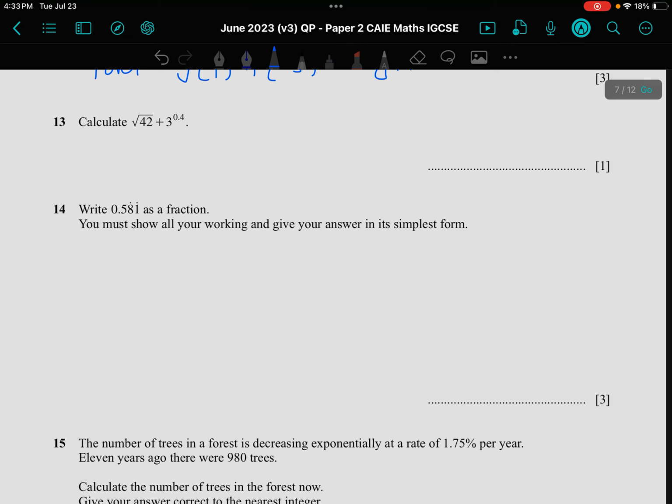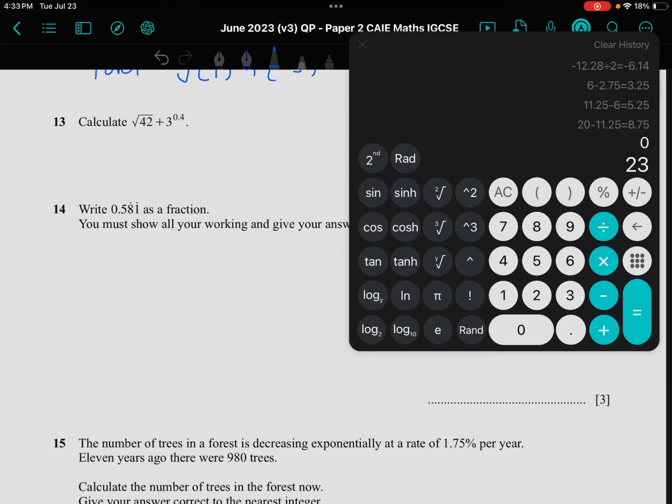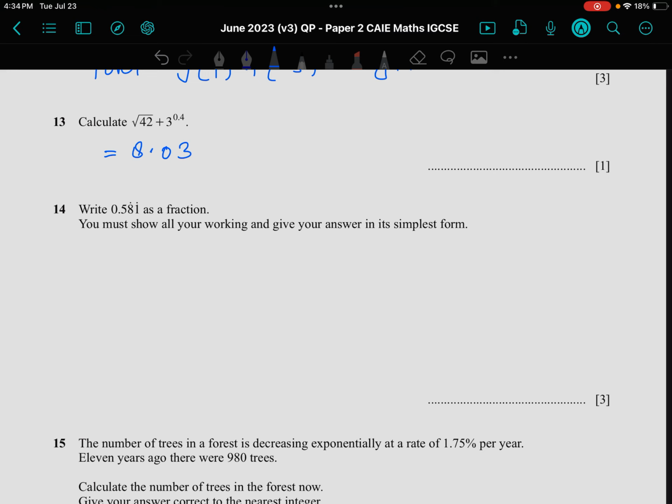Calculate the square root of 42 plus 3 to the power 0.4 using my calculator. I will write the square root of 42 plus 3 to the power 0.4 is equal to what? 8.03. This is the answer.